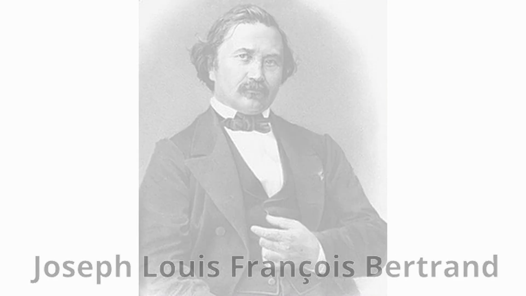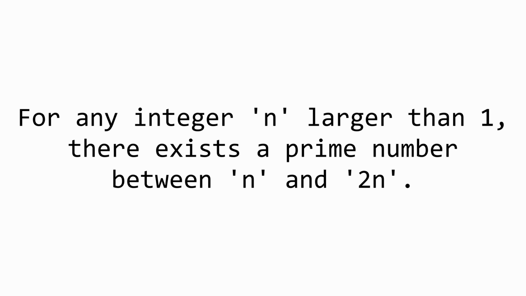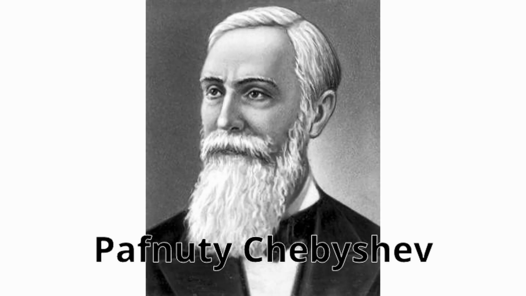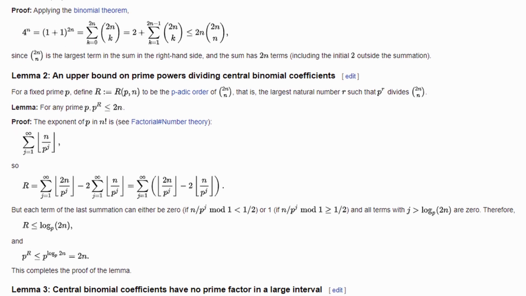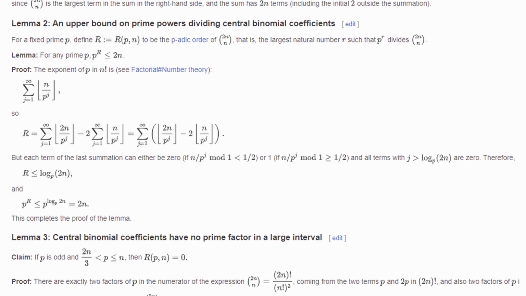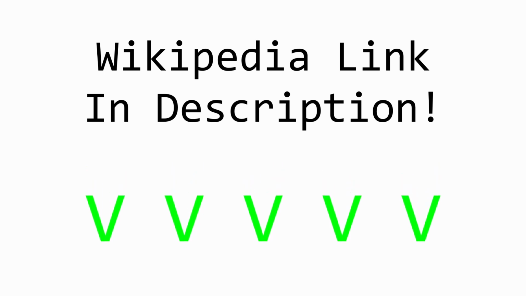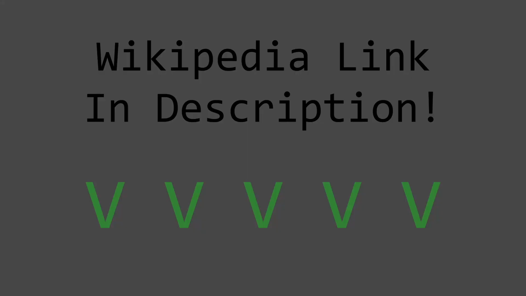Another notable theorem is Bertrand's postulate. Bertrand's postulate states that for any integer n larger than 1, there will always be a prime number larger than n but less than 2n. This was proved in 1852 by Pafnuty Chebyshev. Their methods are far beyond our knowledge, and we will not be covering it, although if you are interested in the proof, you can check it out for yourself.